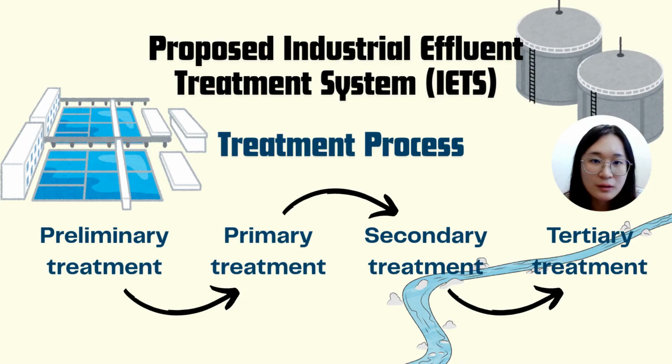Thank you. Therefore, the industrial effluent treatment system will be designed and proposed for this factory. We have proposed four stages of treatment for this IETS. The first one is the preliminary treatment, followed by primary treatment, secondary treatment, and the last one is tertiary treatment.